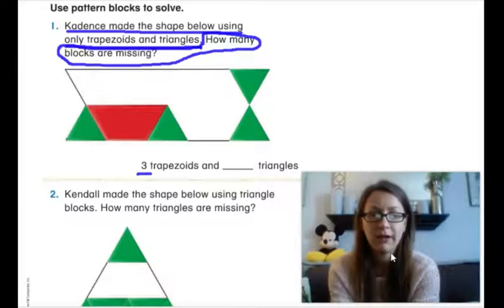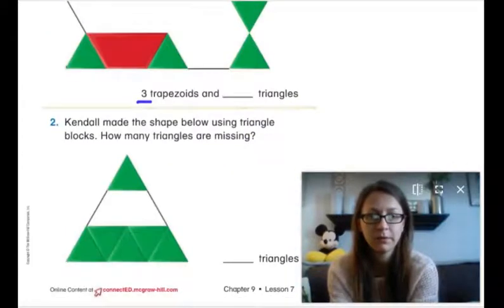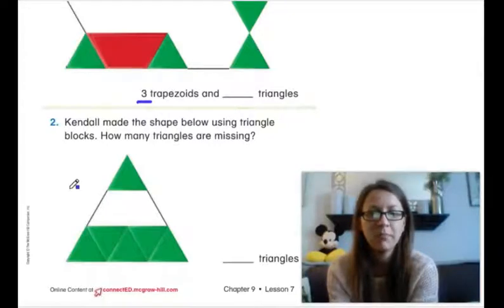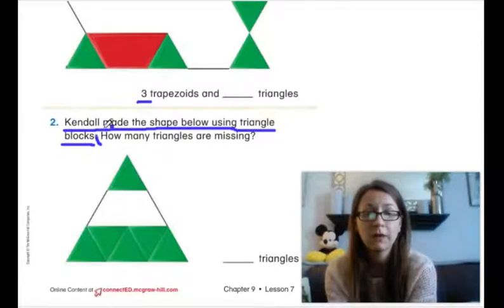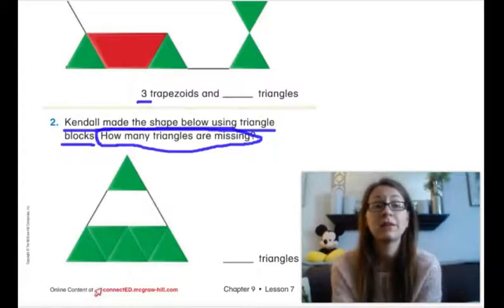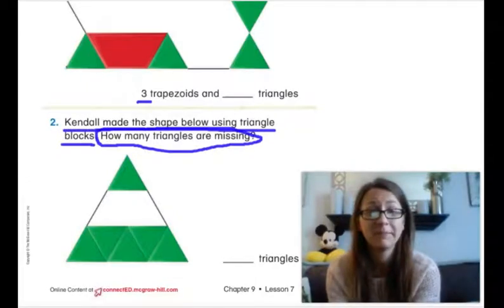Let me push my page down a little bit so we can see all of number 2. There we go. So number 2 says, Kendall made the shape below using triangle blocks. How many triangles are missing? So this first sentence we are going to underline. And again, it's being specific about what shape they want you to use. You can't use any other shape besides a triangle. And then what we're trying to find, how many triangles are missing. So you're going to only use triangles to fill in the blanks for this one.